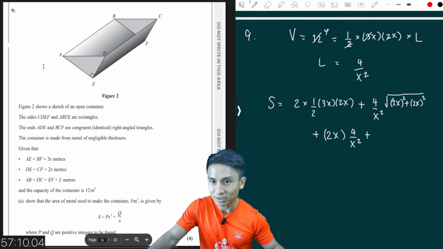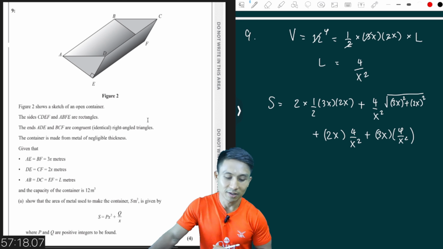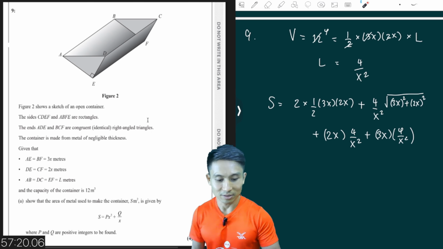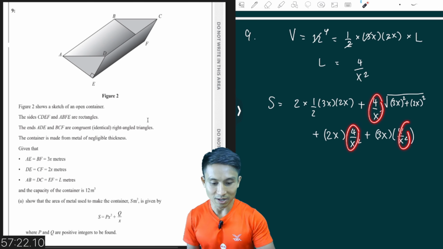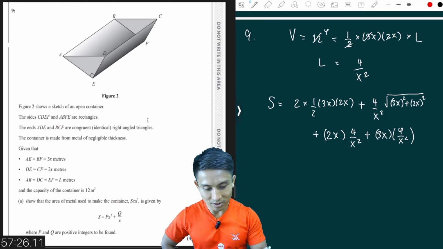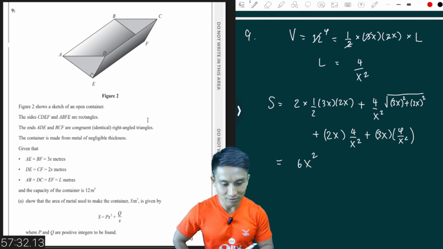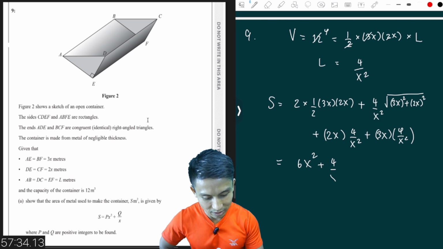And then the bottom face is just AB times AE. So AE is 3x times the length again, 4 over x squared. As you can see, there are terms with 4 over x squared multiplied, all 3 of them. We can factorize that out, right? And the first one here, the 2 cancels, we have 6x squared for that first term. And then I'm going to have 4 over x squared.